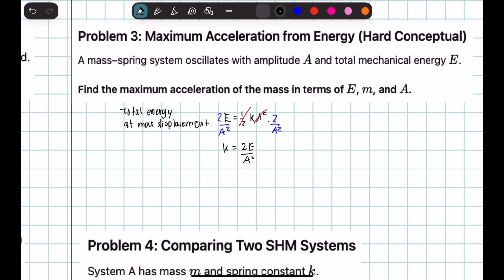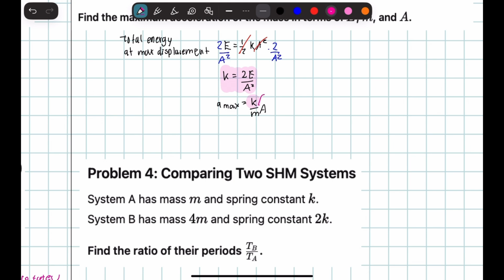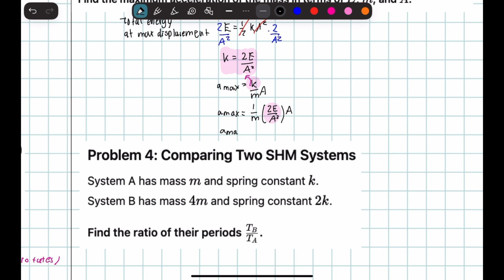And now we can write the maximum acceleration. So a max is going to equal k over m times A. Now we want to substitute for k. We can take m out as a reciprocal so we can better visualize it. So a max is equal to 1 over m, which we factored out, times 2E over A squared, times A. If we simplify that down, a max is just equal to 2E over mA. So that is our solution.